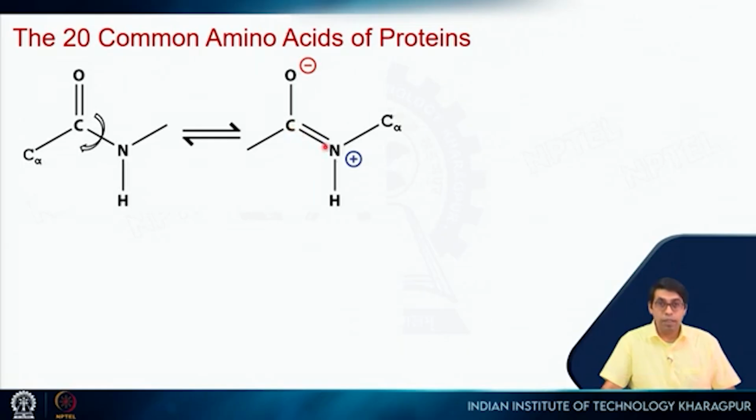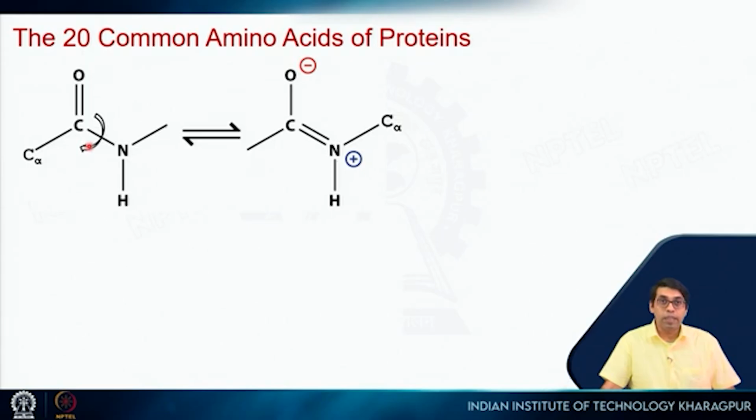So if this is partial double bond, it means that this carbon is sp2 hybridized. So all these 4 atoms are in the same plane. This nitrogen is also sp2 hybridized. It means that this carbon, this C alpha and this hydrogen, they are also on the same plane. So it turns out that all these 6 atoms are on the same plane. So this is a planar structure.